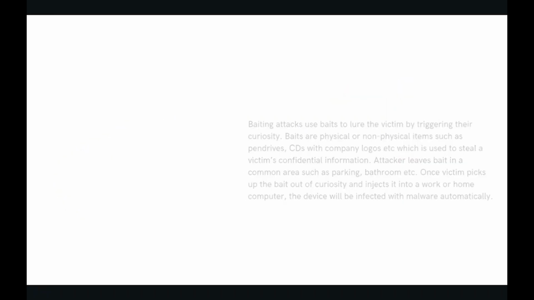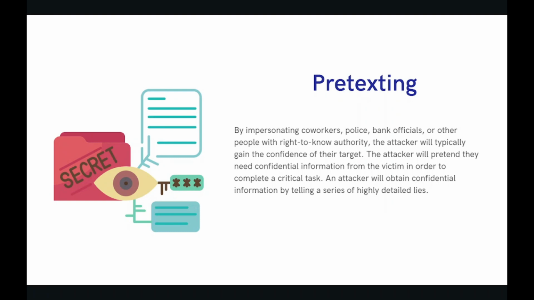So now let's move to pretexting. Pretexting is a type of social engineering attack where an attacker creates a false or fictional scenario to trick a victim into disclosing sensitive information or performing a specific action. In a pretexting attack, the attacker may pretend to be someone in a position of authority, such as a bank representative or a police officer or an IT support technician.